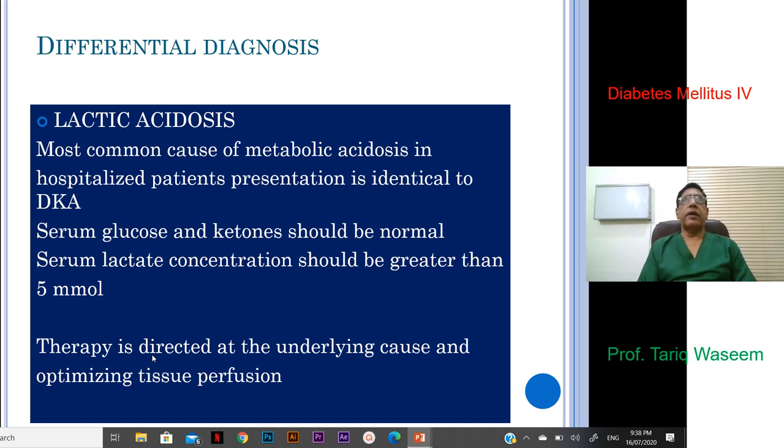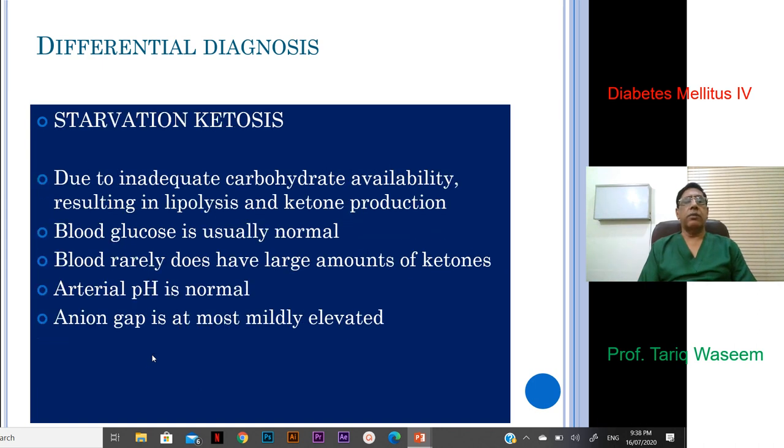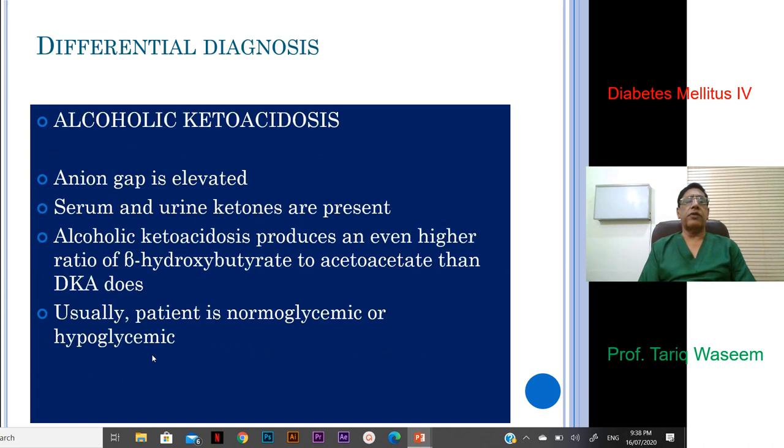Diabetic ketoacidosis must be differentiated from other acidoses like lactic acidosis. Starvation ketosis is another differential diagnosis. Alcoholic patients are likely to develop ketoacidosis, so this should be kept in mind whenever you have a metabolic acidosis.